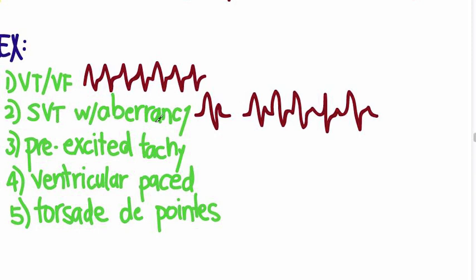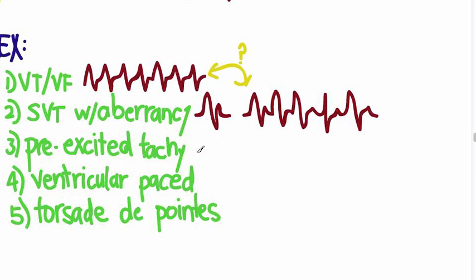So SVT with aberrancy means you have a tachycardia, such as a supraventricular tachycardia, except you have an underlying aberrant rhythm like a bundle branch block. And it becomes difficult to tell the difference here. You might tell the difference if you had an old EKG which showed the bundle branch block previously.